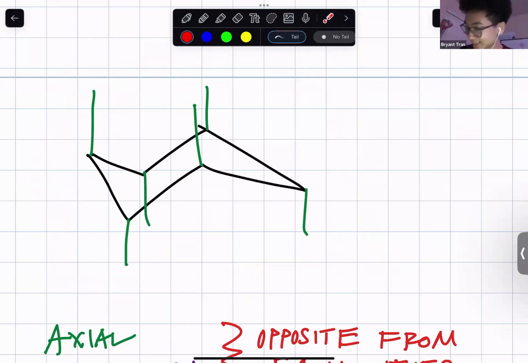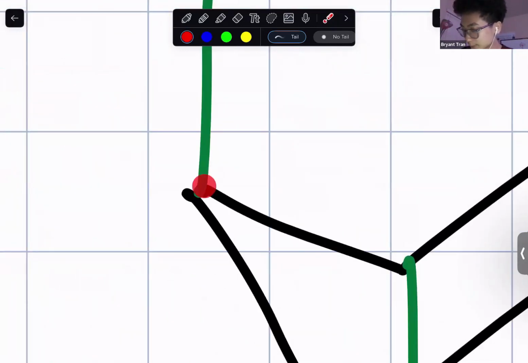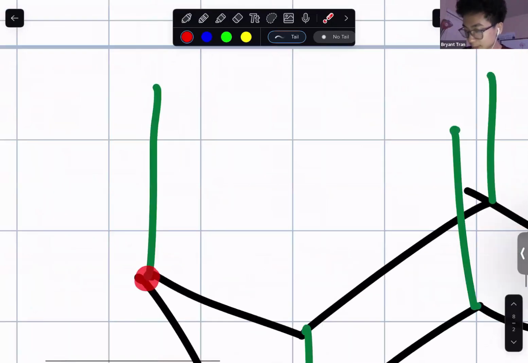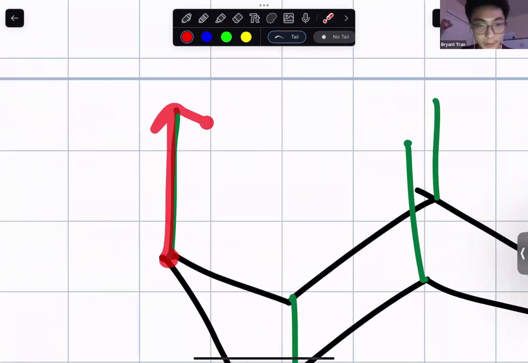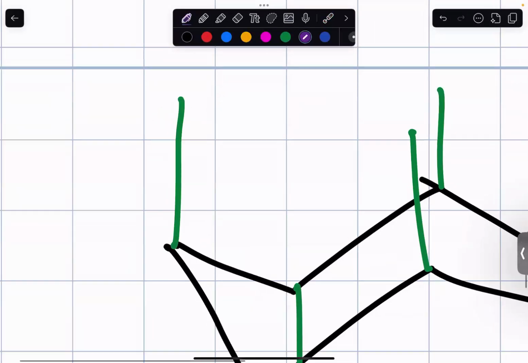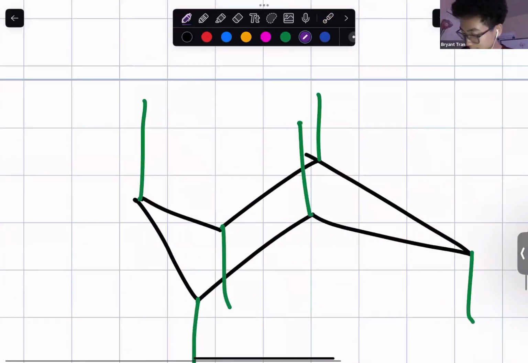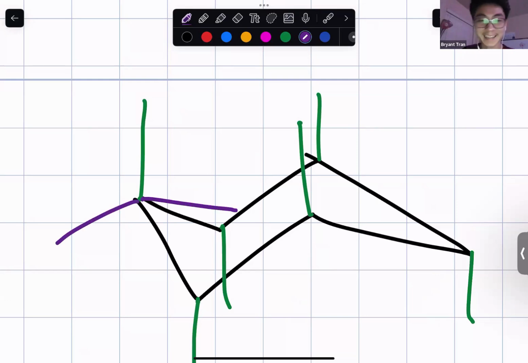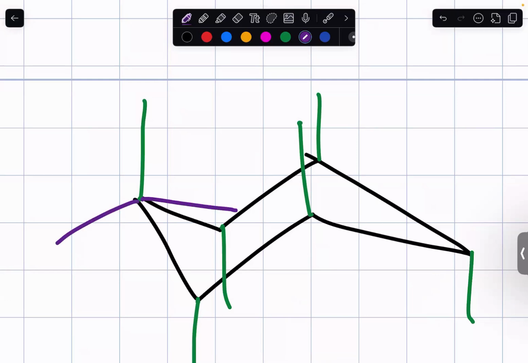Now let's focus on this carbon here specifically, with the axial bond going up. If the axial bond is going up, the equatorial bond has to go down, because axial and equatorial bonds are opposite from each other. Now here's the hard part. How do we know if the equatorial bond is going to go down facing this way or this way? Which one looks right to you? The one on the left.